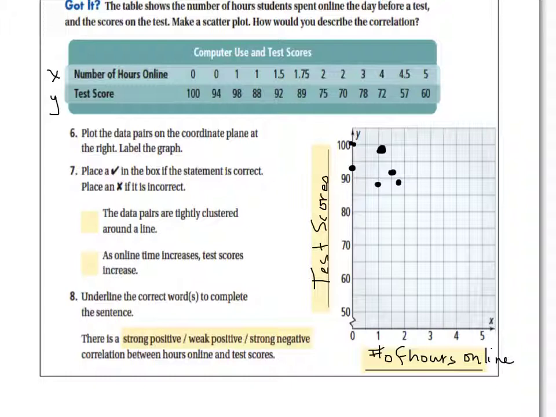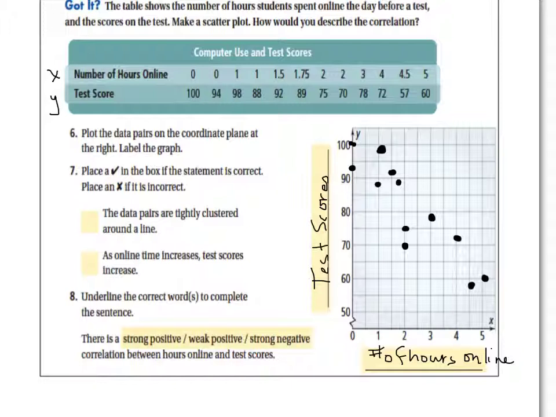We've got 2.75, which is right there. We've got 2.70, which is right here. We've got 3.78, which is here. 4.72 here. 4.5, 57. About right in there. And 5 and up 60. Okay, so now I've graphed all of our ordered pairs.